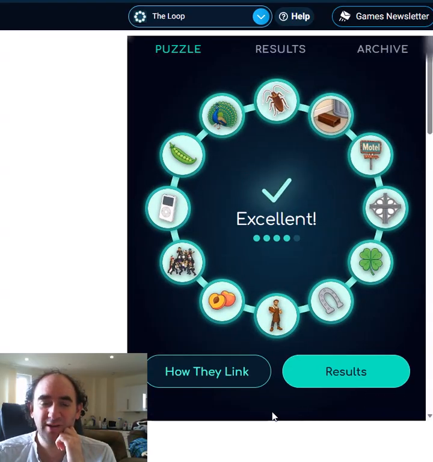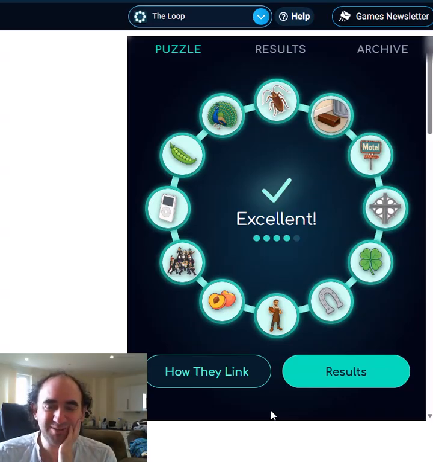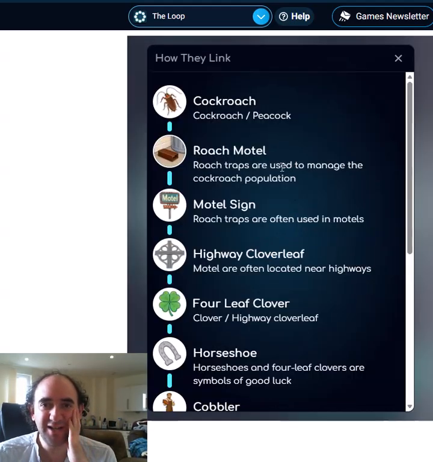Wow! I mean, sometimes I solve this puzzle when I've only got a vague connection about 1 or 2 of the links. Here, I think it's about 3 or 4, but I've got no idea. A cockroach and a peacock, of course, they share half their name. That is a roach motel. Never heard of it, never seen it. But, yeah, okay, fair enough. That goes next to the motel sign. Obviously, if you knew that this was a roach motel, then it would link the cockroach and the motel sign.